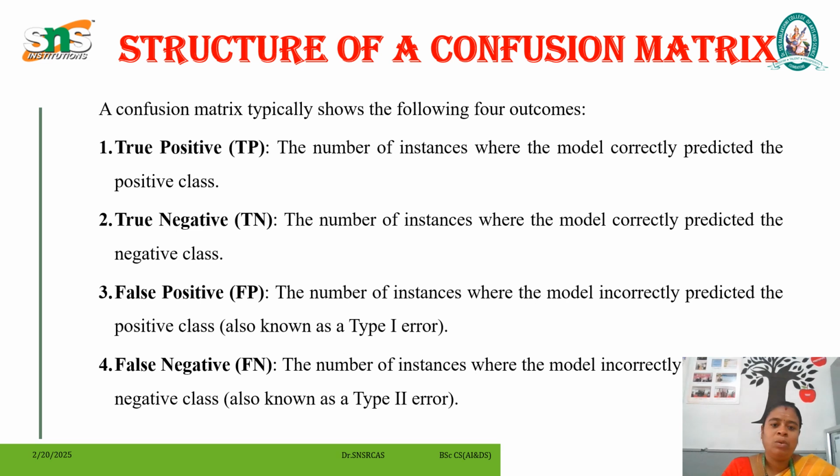Next one, false positive, it's called as FP: the number of instances where the model incorrectly predicts the positive classes, also known as type 1 errors. Next one, false negative: the number of instances where the model incorrectly predicts the negative classes, also known as type 2 error. Predicted positive, predicted negative; actual positive: true positive, false negative; actual negative: false positive, true negative. This is the structure of the confusion matrix.